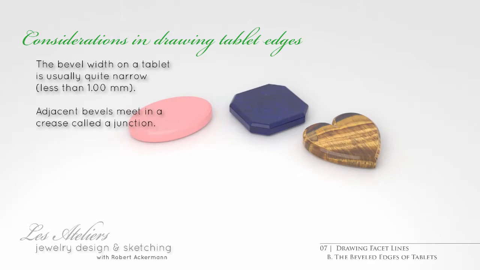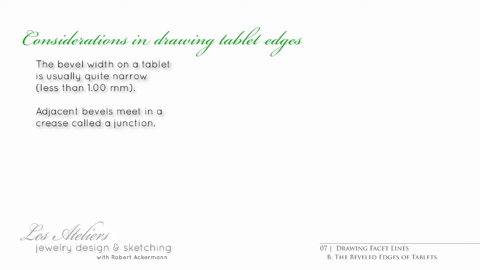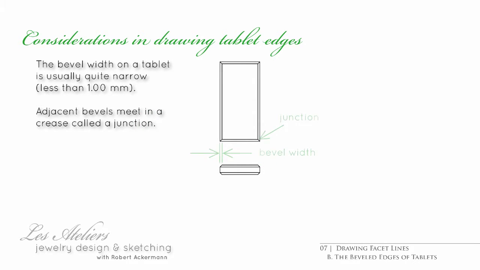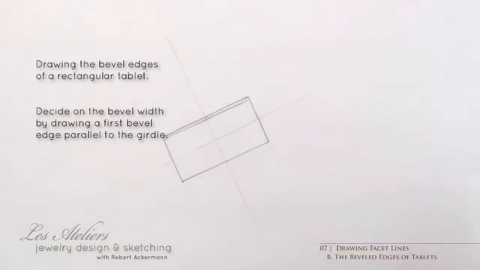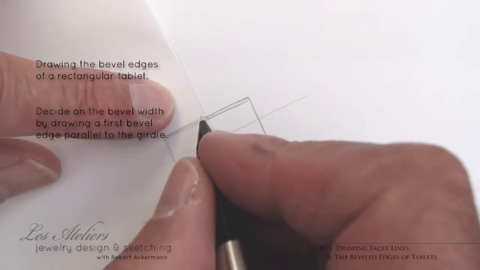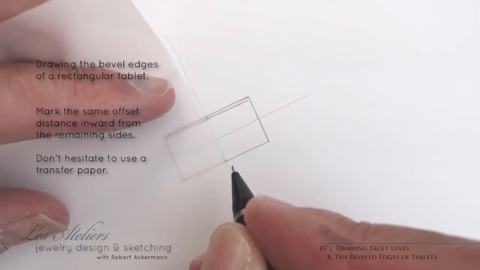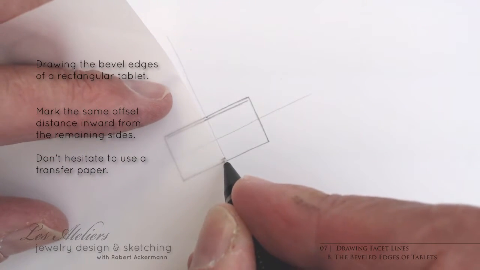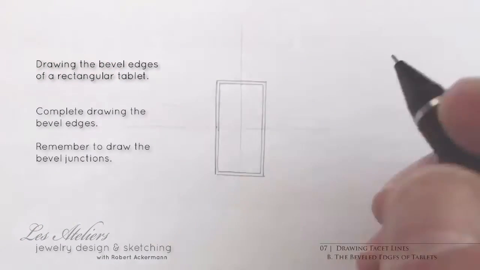As discussed in the previous segment, the beveled edges applied to tablets should be uniform all around. You could argue that they're underdimensioned crown facets, and if they're not uniform in width, the whole stone kind of unravels, visually speaking. So when you've got a rectangular tablet like a baguette shape, simply decide on a bevel width and carry the width you drew on the first bevel to the other sides. If you need a little help with the uniformity, take the offset from the first bevel to a transfer paper and carry that to the remaining sides.